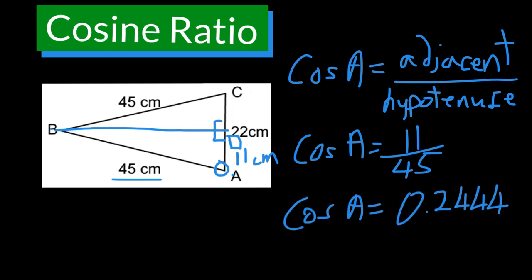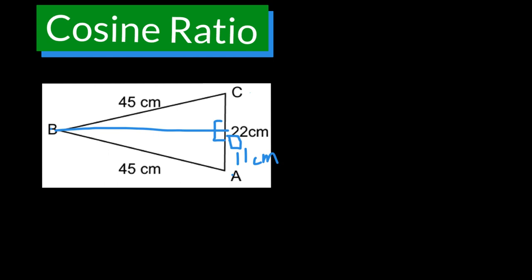The cosine of A equals 0.2444. Now, using a trig table or the inverse cosine function on a calculator, we find that a cosine of 0.2444 is for an angle of about 75.9 degrees. You can also use the cosine ratio to find the measure of a side.